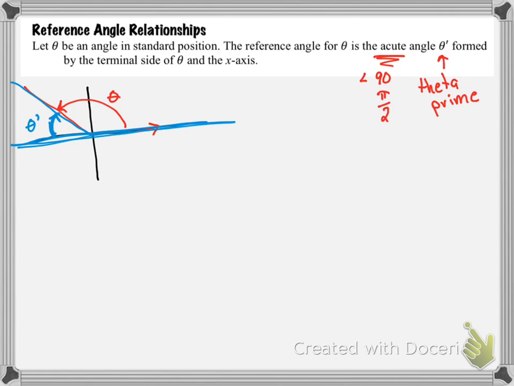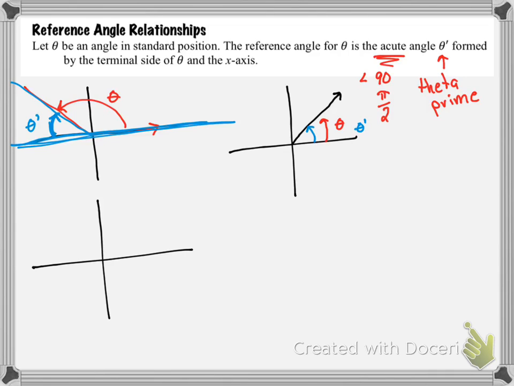If it's in quadrant 1, that's a pretty simple case, because if theta is this angle here, theta prime is also that same angle, because it's that acute angle. So we don't really do reference angles if we're in the first quadrant. If we're in the third quadrant, let's draw theta in the third quadrant like that. It would be this angle here, then theta prime would be this angle right here. Again, it always has to be acute, and it always has to be the angle that's created with the x-axis. So if there's theta, theta prime is that little angle there.